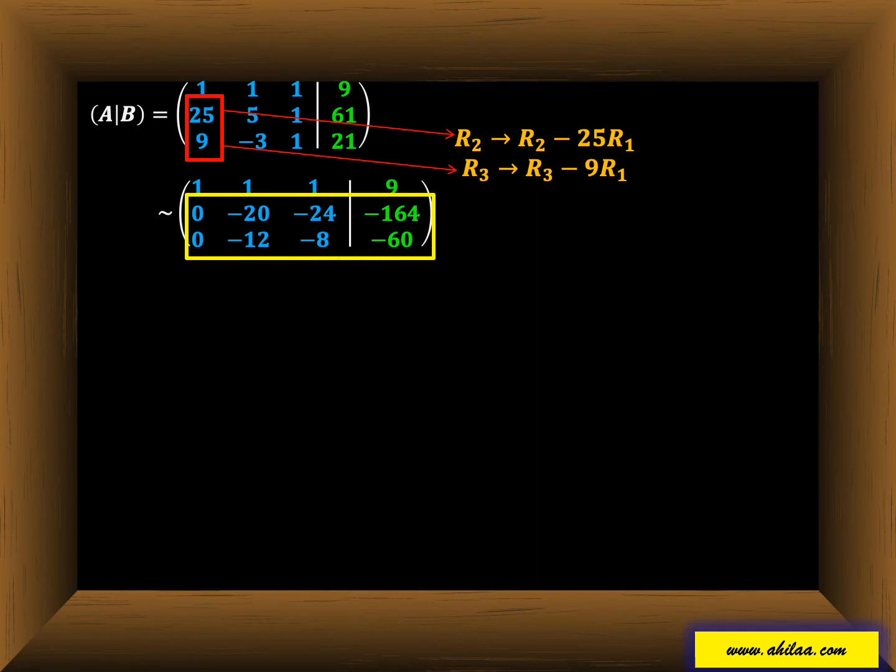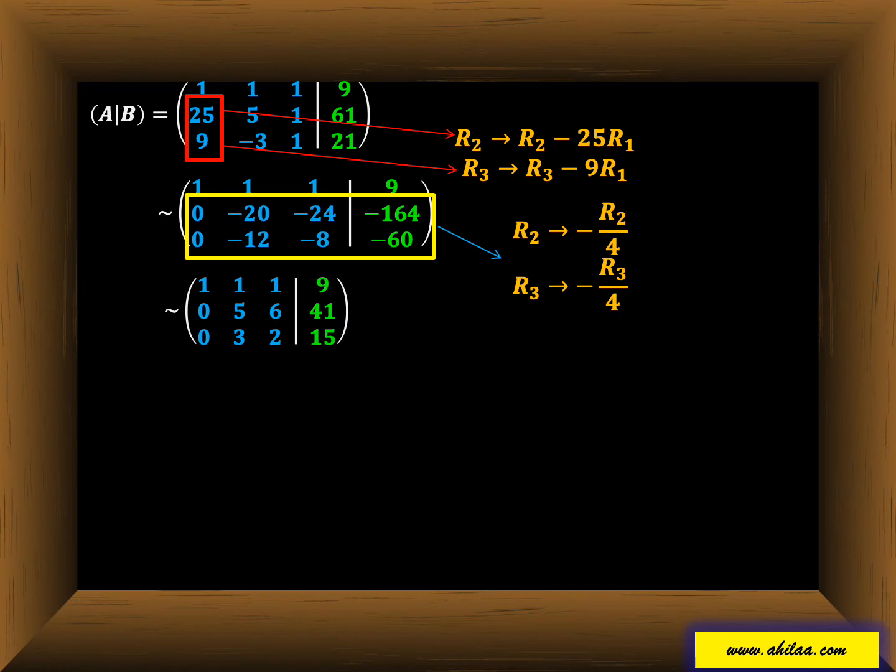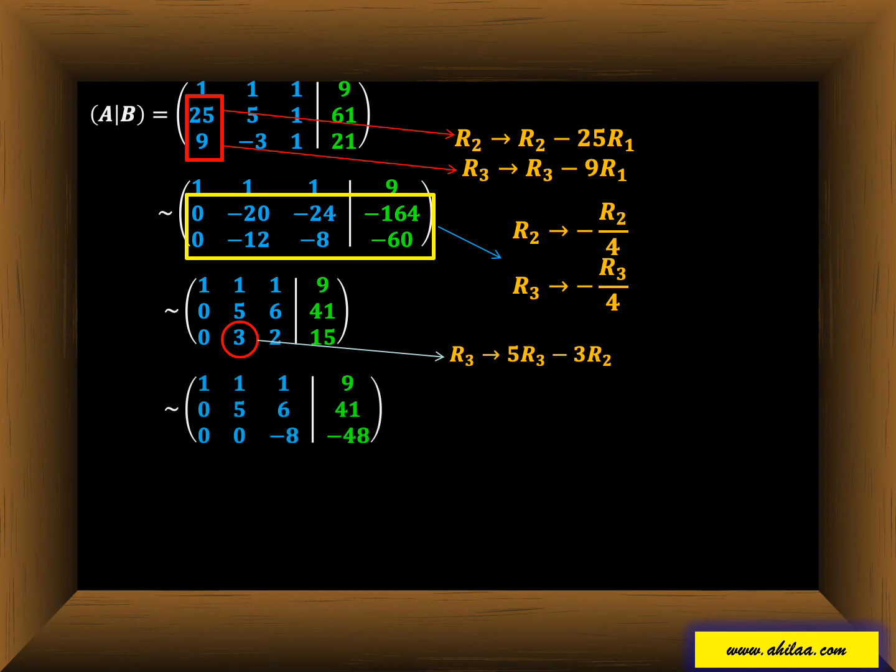Now I see the second row and third row are completely divisible by 4. So to make it simple values, I make the operation R2 tends to minus R2 by 4 and R3 tends to minus R3 by 4. Okay. So this is the equivalent matrix. Now I need to make this A32 element which is 3 here to be 0 using the second row as my pivot row. The operation what I make is R3 tends to 5 R3 minus 3 R2. This is the equivalent matrix.